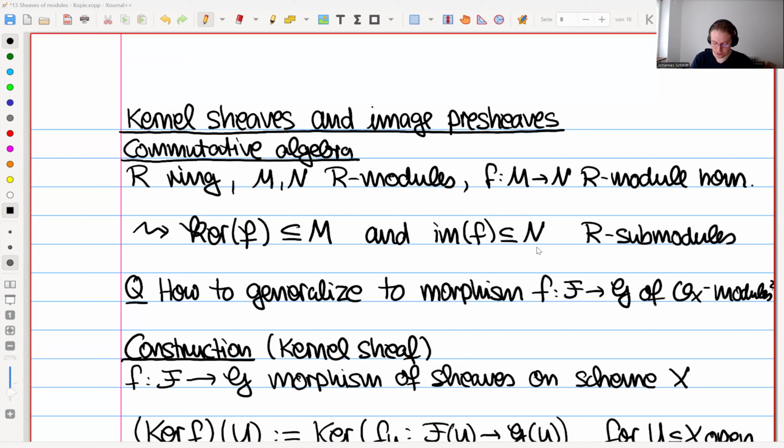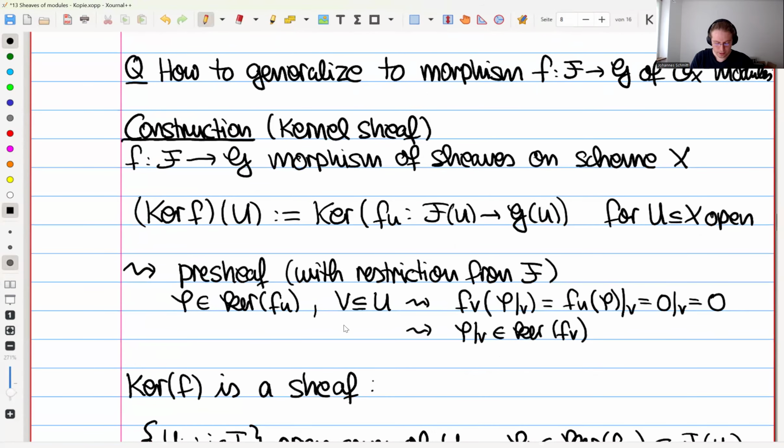And the question is, how do you generalize this to now a morphism of sheaves of modules, or of O_X modules, living on a single space? And it turns out one of the constructions is relatively straightforward, namely the kernel. So if you have a morphism F of sheaves on some scheme X, then you can form the kernel of F, which just takes values on an open set U to be the kernel of the corresponding morphism of O(U) modules.